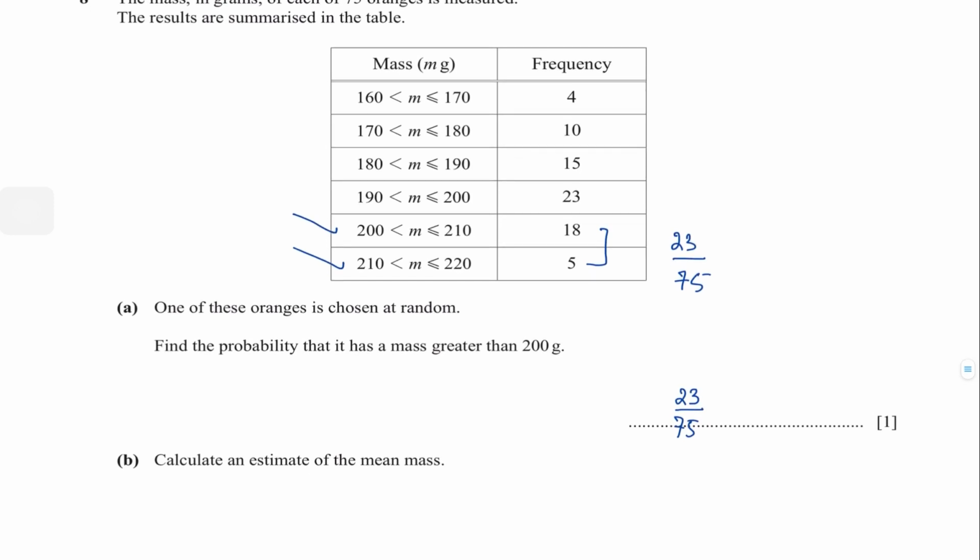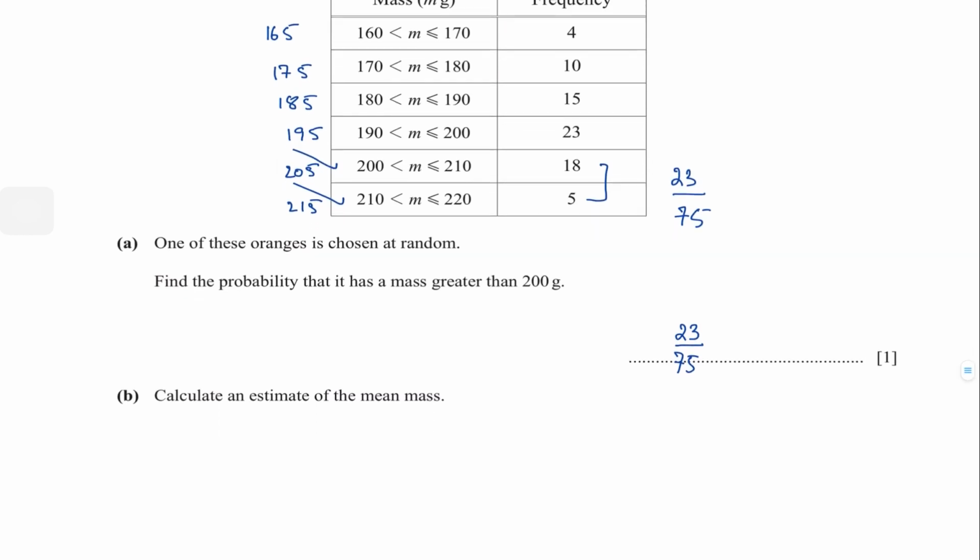Whenever you have data which is in range form and you have to calculate the mean, one thing that we all have to calculate is the midpoint of every range. So for 160 to 170, the midpoint is going to be 165. 170 to 180 is going to be 175, 180 to 190 is going to be 185, and then 195, 205, 215. Now I'll have to multiply all these values by the frequency.